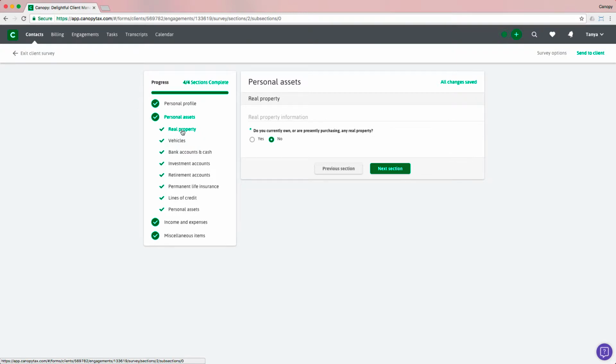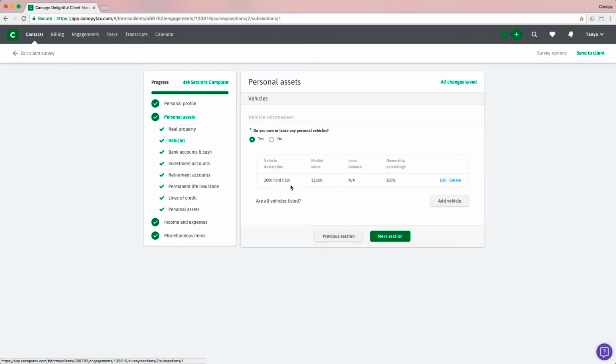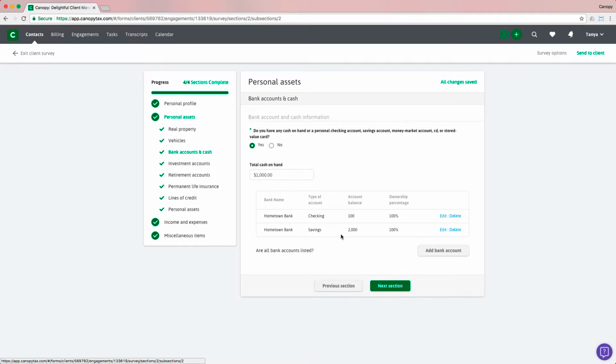He rents, so he doesn't have a home, but he does have a vehicle. And for our purposes, it's a much older vehicle. It has some fair market value to it, but it's an older vehicle with a lot of miles on it. So that's one of the things that we'll be talking about in a moment, if there's anything that can be done with that vehicle. His bank accounts, he has a little bit in some savings, a little bit of cash on hand, a little bit in his checking account.